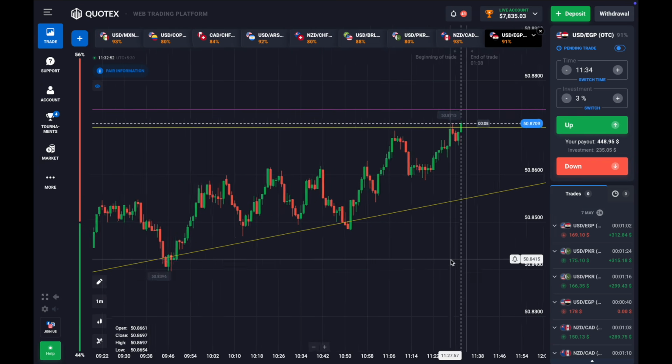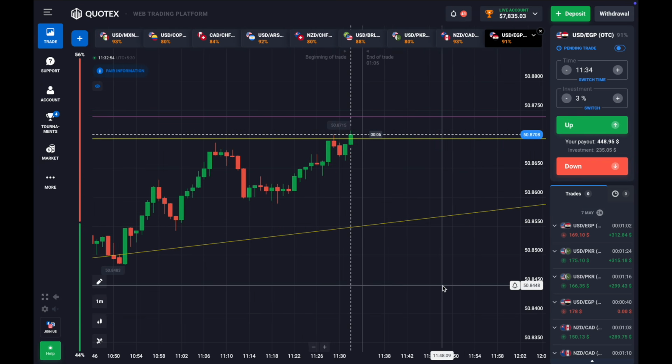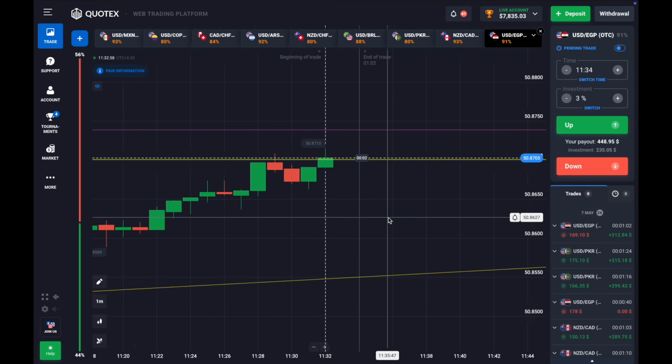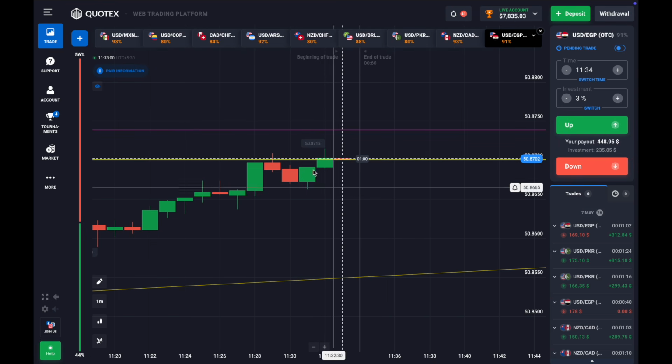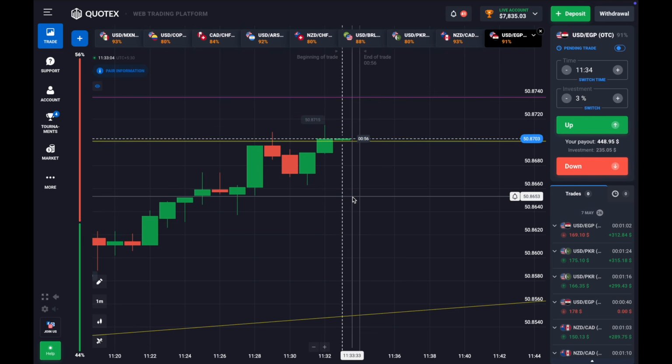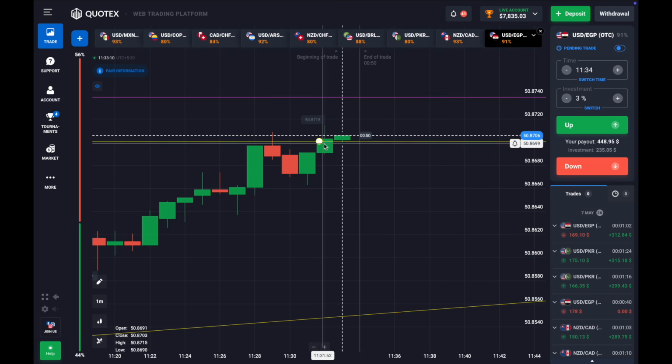Now we will be taking a trade according to the target. If you have not watched the target of the market video, I have made it and it's in my playlist. You can watch that also. So here there was a breakout with a green candle with no lower wick and only an upper wick. This is a strong bullish signal, so we will be taking a same direction trade.